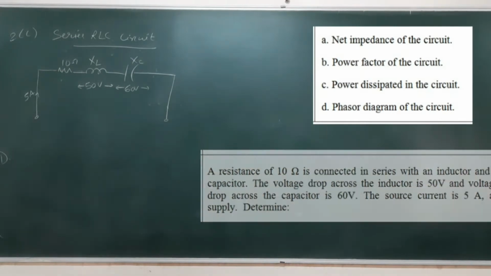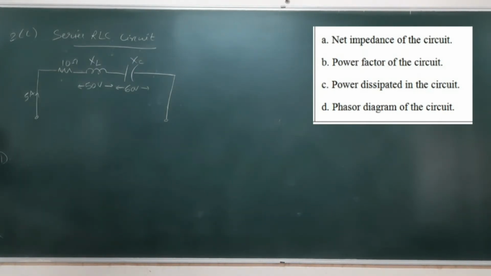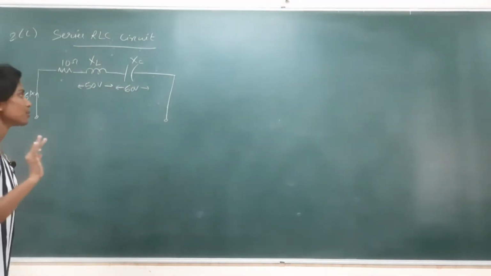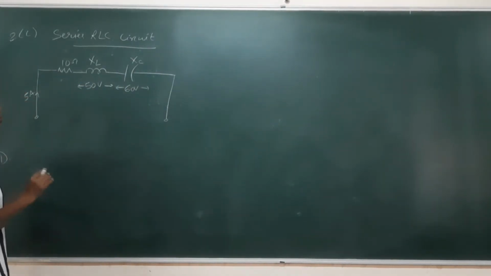Now what do we have to calculate? We have to calculate the impedance of the circuit, the power factor, the power dissipated in the circuit, and lastly draw the phasor diagram. Let's see how to go for the solution. First of all, I want the impedance of the circuit. For impedance I should have the values of resistance, XL and XC. So how to calculate them?